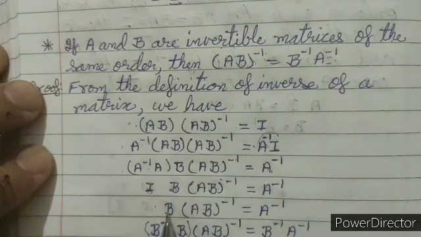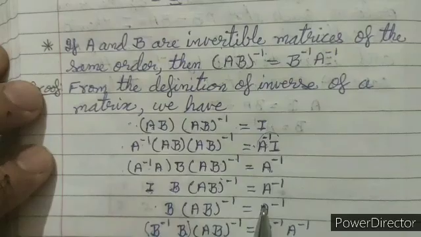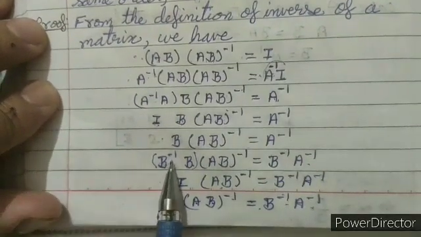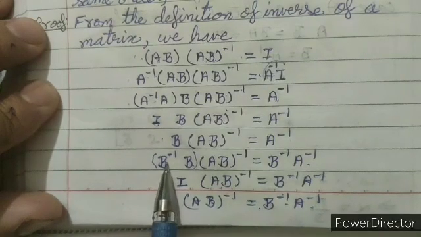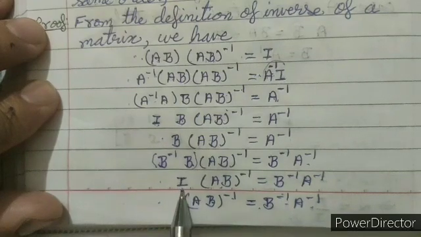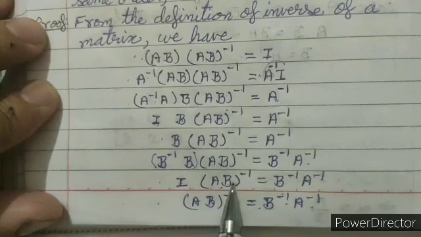Now after that, on multiplying both sides by B inverse, we get B inverse B into (AB) inverse equal to B inverse A inverse, as we know that B inverse B is equal to the identity matrix. That means if the inverse of a matrix is multiplied to the matrix, it gives us the identity matrix, and I into (AB) inverse will again be (AB) inverse. So this proves our statement.